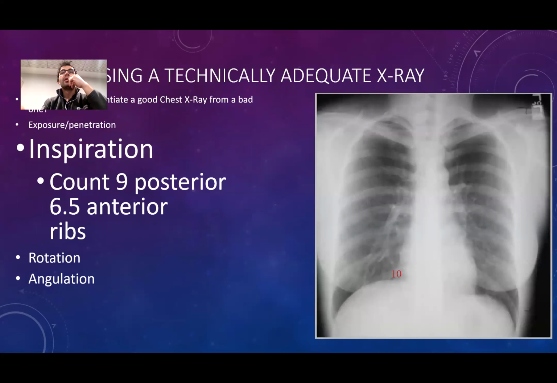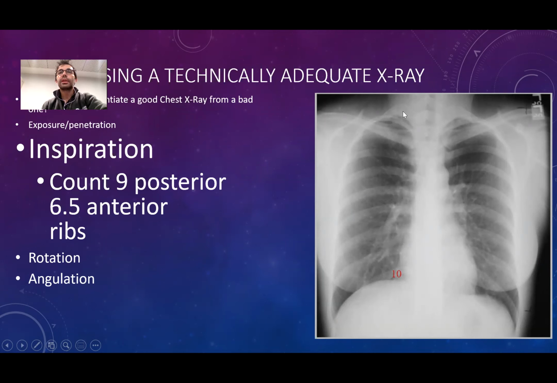When you look at the inspiration state, you have to count the ribs. You either count 9 or 10 ribs from the posterior, or you count 6.5 ribs from the anterior. 6.5 means the sixth rib ends where the middle part of the sixth rib intersects the middle part of the diaphragm.